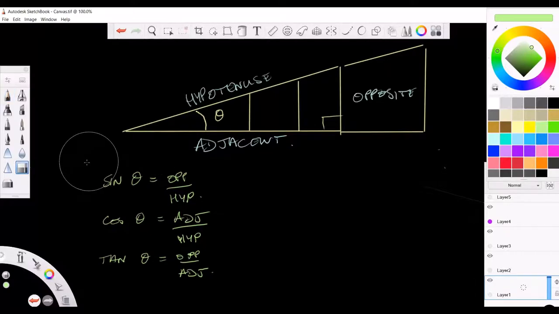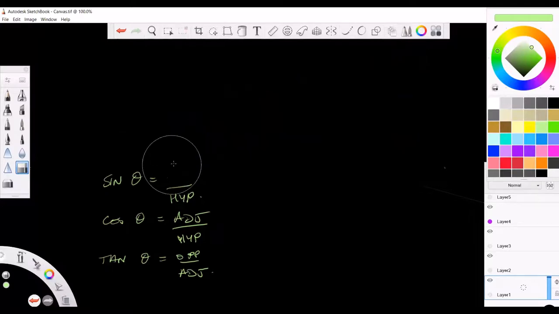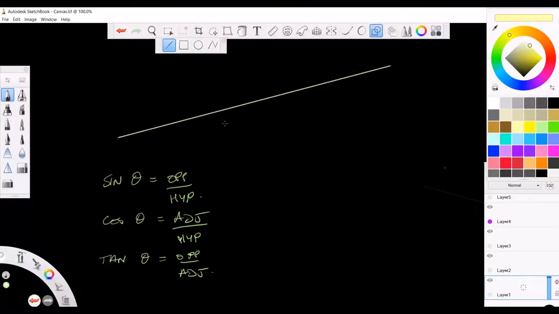Now, what does that mean for practical purposes? Not necessarily a huge amount, except that if you ever see a right angle triangle on any diagram you draw, then you're likely to get a trigonometric function. So a classic case for us in principles of flight would be working out lift in the climb, for example.